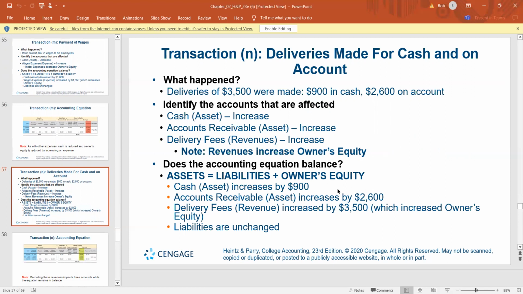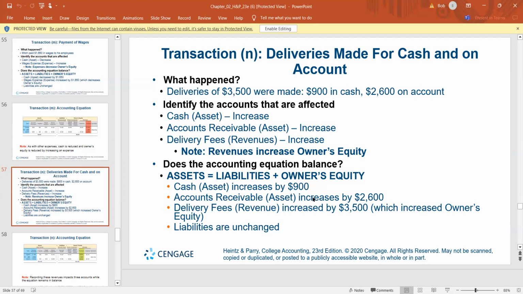Deliveries made for cash and on account. Here is another one where we have 3 items to worry about. What happened? We delivered $3,500 worth of pizza to Westmont. Wow, that's a lot of pizza. They gave us $900 in cash as soon as we turned the pizza over to them. And Mitchell agreed that they will pay us later $2,600. So what accounts are affected? Cash went up and accounts receivable goes up and revenue went up. That's a classic sale, right?